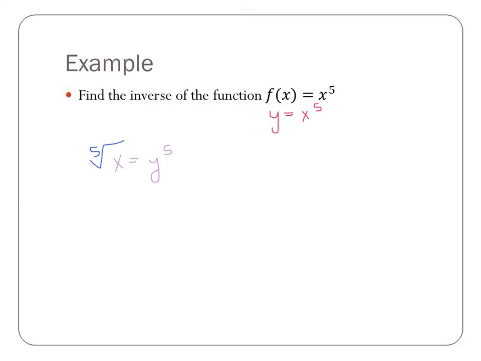You take the fifth root of both sides. Because remember, a fifth root and a fifth power are going to cancel. Y equals the fifth root of x. That is an x.